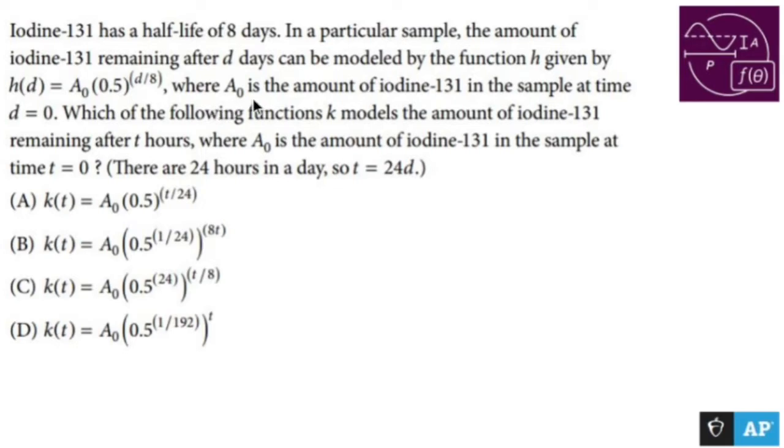That's nice, where a sub 0 is the amount of iodine in the sample at the time d equals 0, which basically means this is the initial amount. It's telling you right now what the half-life formula is, which is nice. It kind of makes life a little bit easier.